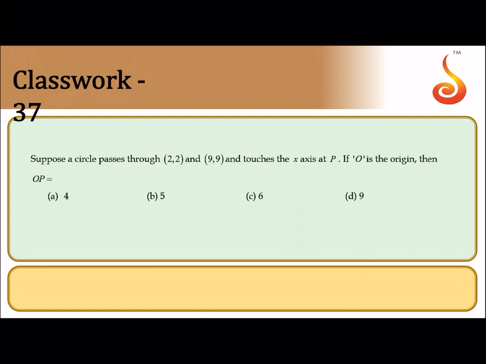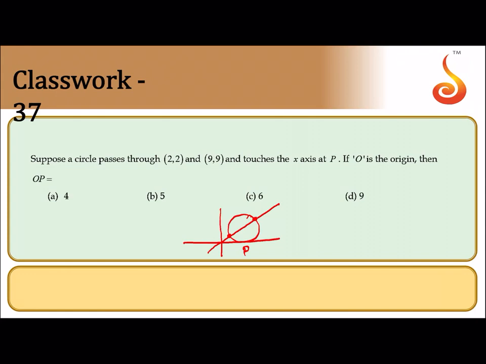37. Suppose the circle passes through these 2 points and touches the x-axis at point P, and O is the origin, then OP equal to. The circle touches the x-axis at point P and passes through 2 comma 2 and 9 comma 9. Somewhere this is 2 comma 2 and this is 9 comma 9, and O is the origin. Then he is asking OP.